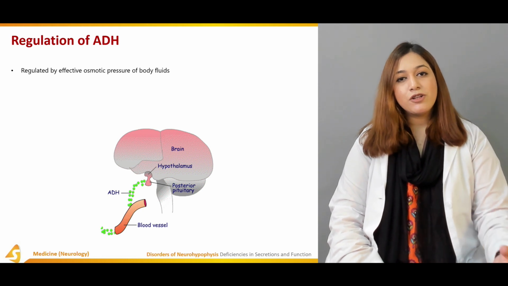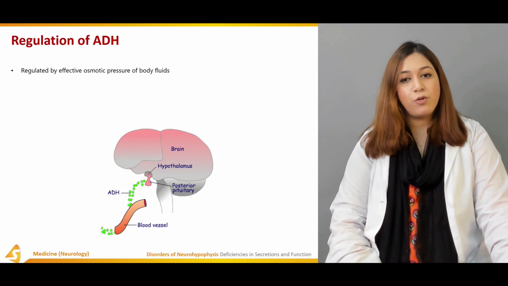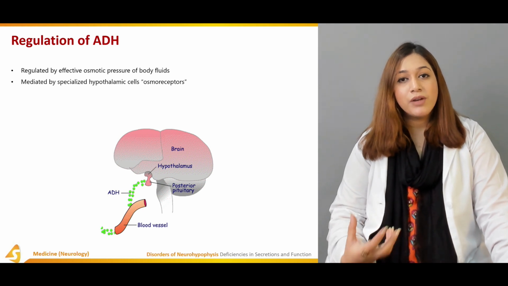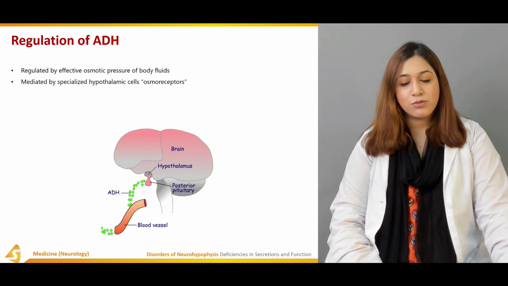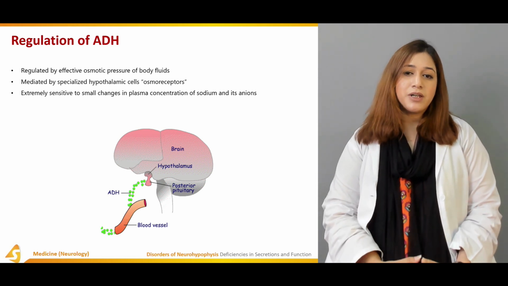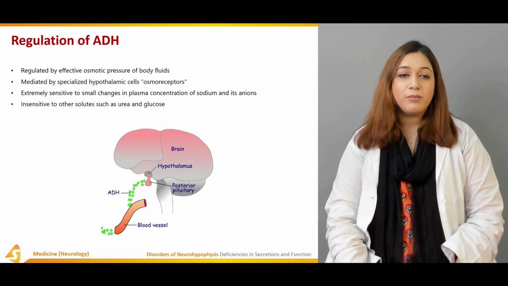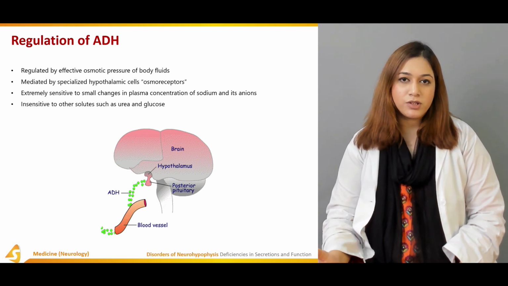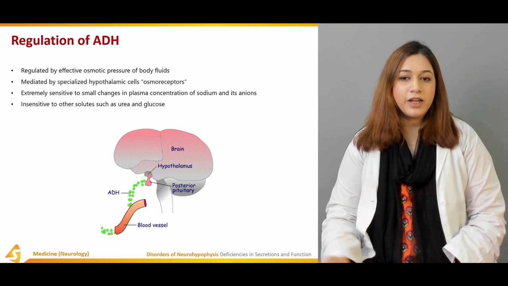If we talk about the regulation of ADH, ADH is mainly regulated by the effective osmotic pressure of body fluids. How is this osmotic pressure regulated by the body? It is mediated by specialized hypothalamic cells, which are called osmoreceptors. These osmoreceptors are extremely sensitive to small changes in the plasma concentration of sodium and its anions, whereas they are insensitive to other solutes such as urea and glucose. So they basically respond to the plasma concentrations of sodium and its anions.